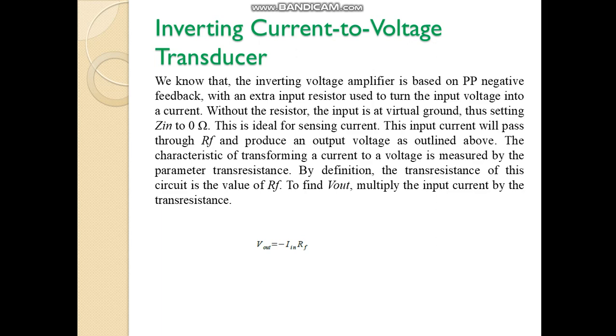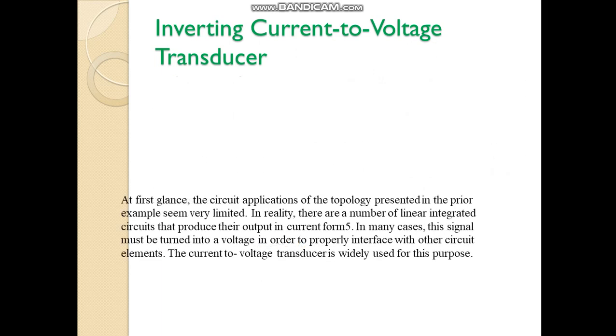So we know that to find V out, multiply the input current by the transresistance. So we know that V out equals minus I in times RF. So this forms the basis of the circuit. Now in the following, let's see the circuit.